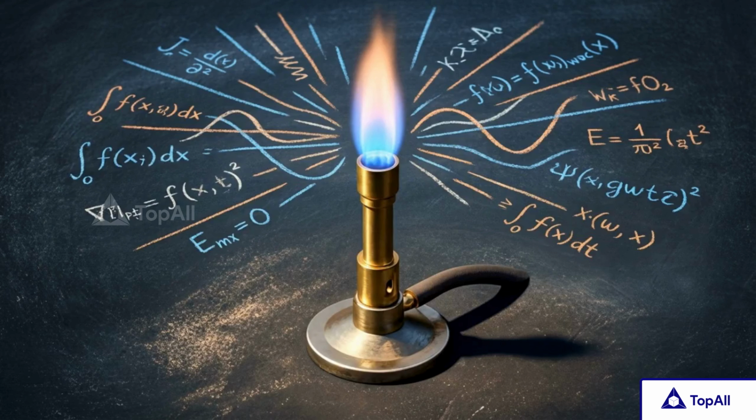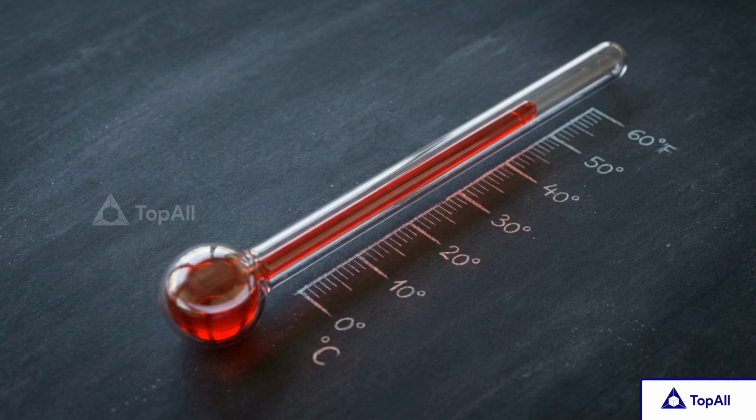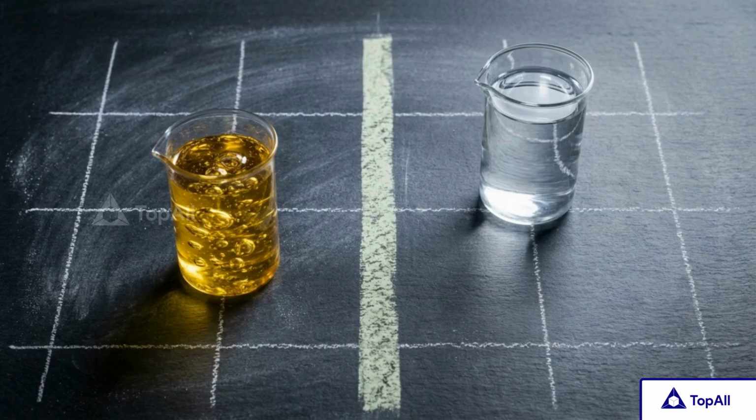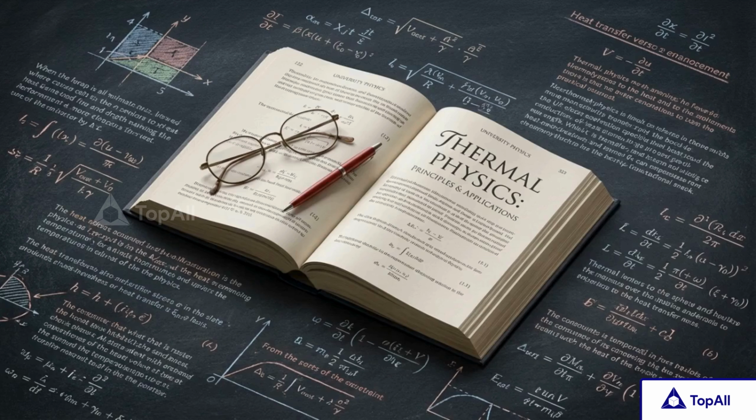These results only make sense if we separate two concepts we often treat as the same thing: heat, the actual transfer of energy, and temperature, the measure of that energy. They are joined by a material property called specific heat capacity. To understand why the oil boils while the water remains cool, we need to mathematically isolate the variables that determine how much heat an object actually requires to warm up.